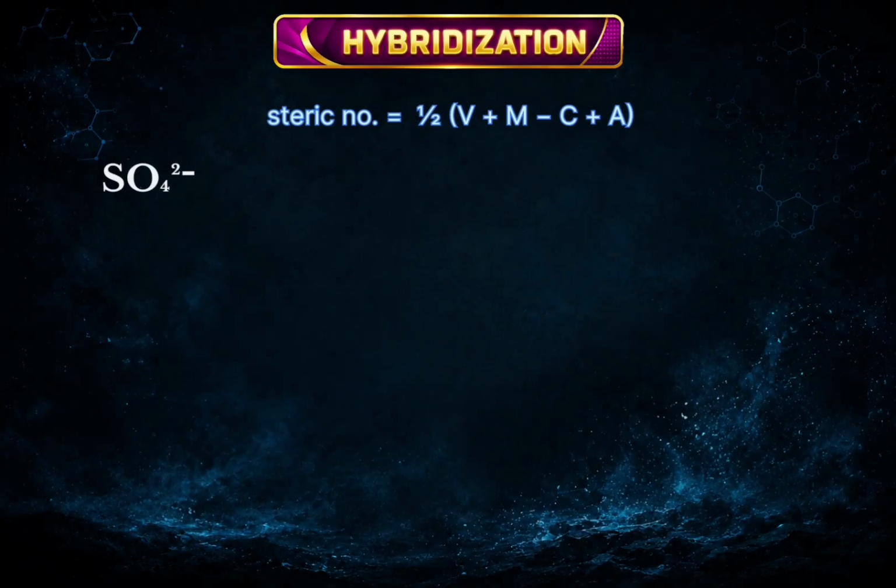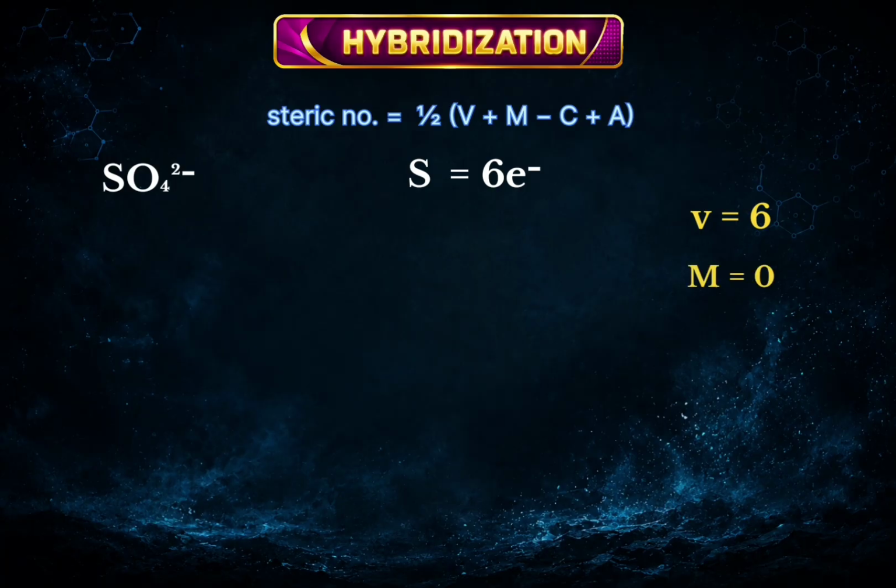Finally, let's solve the sulfate ion, SO₄²⁻. The central atom is sulfur. Sulfur has 6 valence electrons, so V equals 6. There are no monovalent atoms attached. Oxygen is not a monovalent atom. Oxygen is a divalent atom because it usually forms two bonds. So, M equals 0. There is no positive charge, so C equals 0. The ion has a -2 charge, so A equals 2.